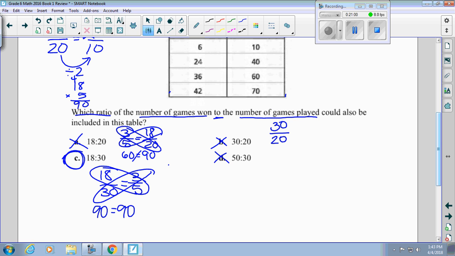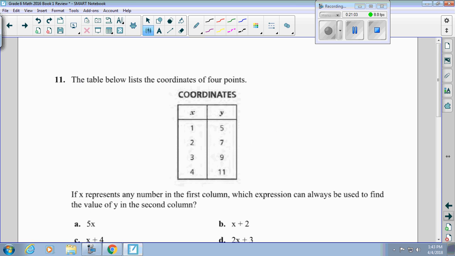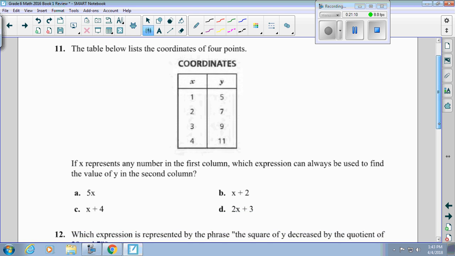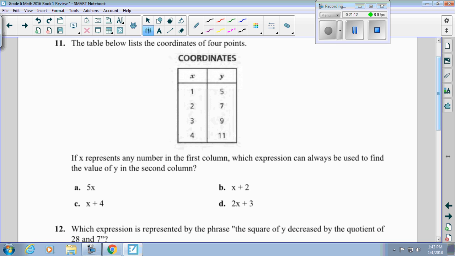All right, so we are moving on to the next page, which is giving us a table of coordinates. It says the table below lists the coordinates of 4 different points. Right, so you have the points 1, 5; 2, 7; 3, 9; and 4, 11. It says if x represents any number in the first column, obviously, right? X is right here. Columns go up and down, right? And then it says which expression can always be used to find the value of y in the second column. So they're asking you to find the relationship between x and y.